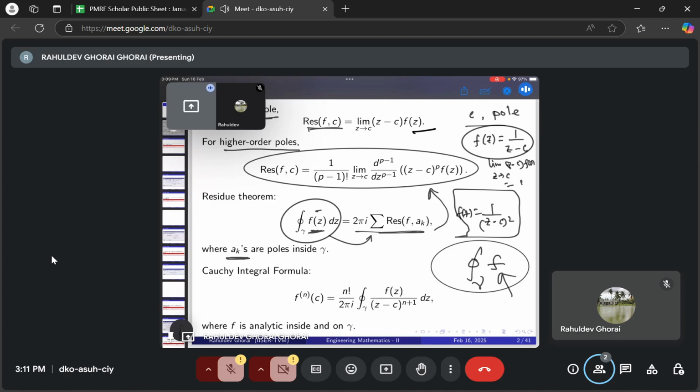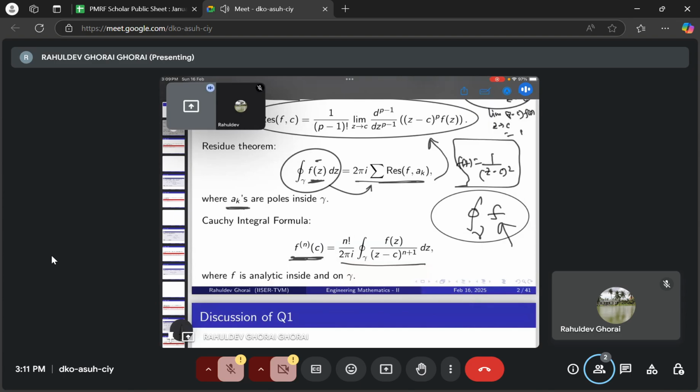And then it comes to Cauchy's integral formula, which says that the nth derivative of a function f at c will be given by the contour integral over gamma of f(z) over (z minus c) to the n plus 1, where f is analytic over gamma. Gamma can be any contour, but f has to be analytic on it, and c has to be inside it. So these are the few things I wanted to say before beginning.